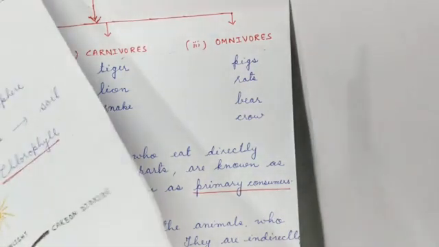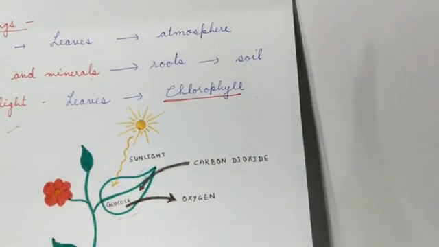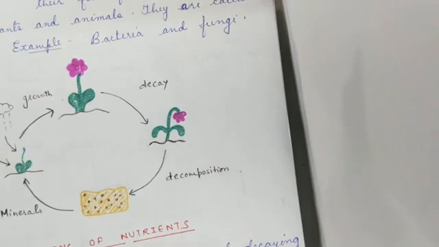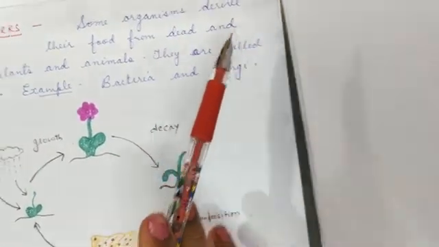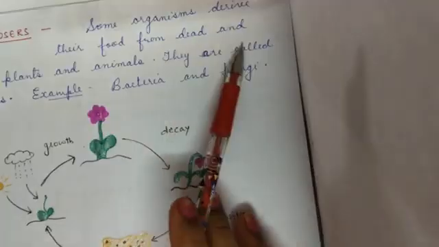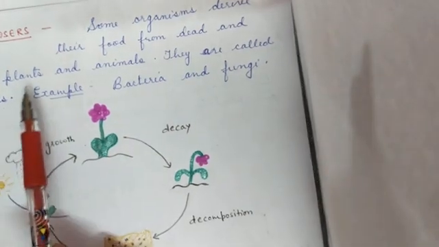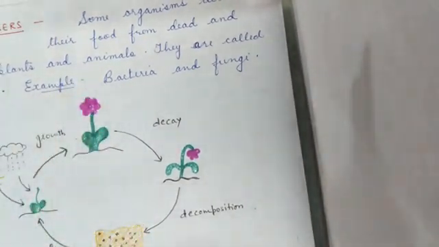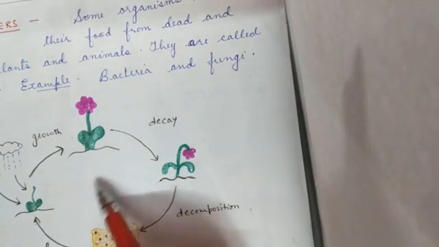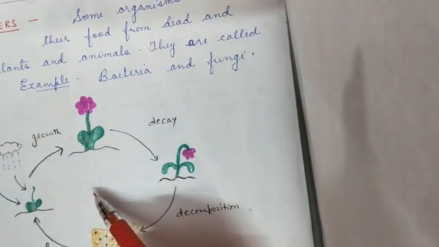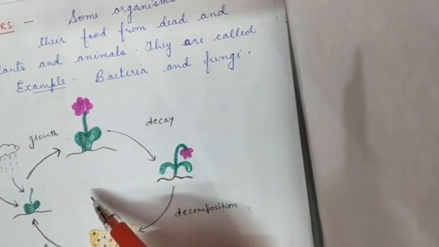Now, what is the next biotic component? That is the decomposer. What are the decomposers? Organisms who derive their food from dead and decaying plants and animals. They are called decomposers. So decomposers derive their food from the dead animals and dead plants. They don't hunt. No, they don't kill the other animals.